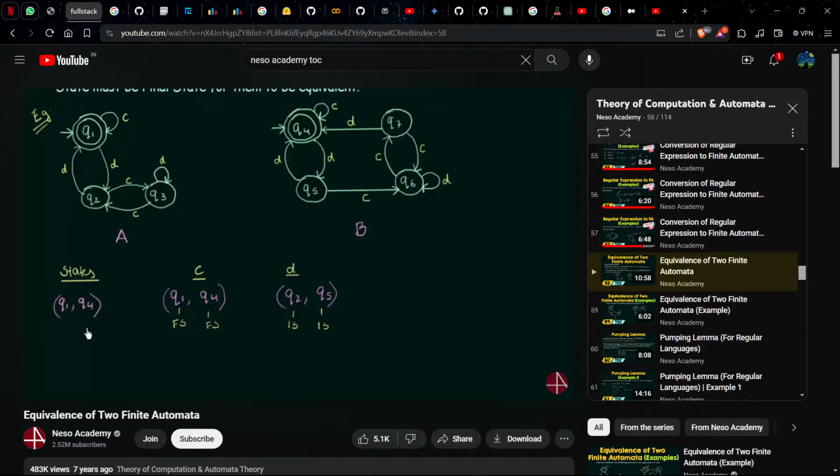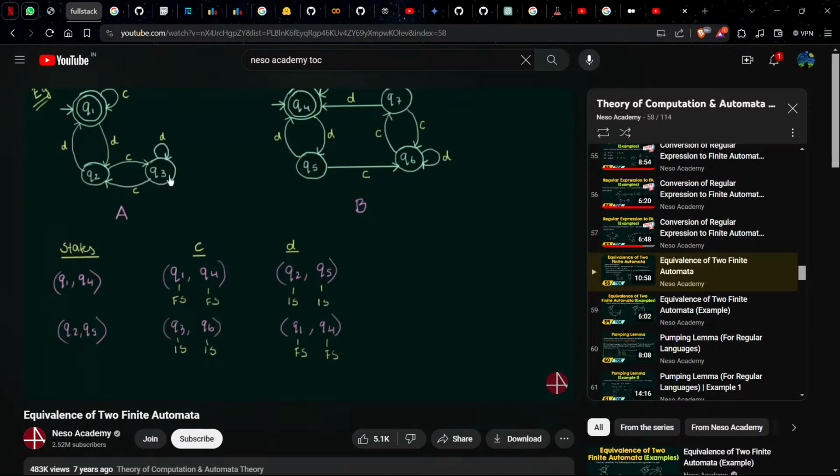We have to check for all the pairs of states. Alright, now let's check for the pair Q2 and Q5. Q2 on input C goes to Q3, and Q5 on input C goes to Q6. You can check it in the diagram. We see that Q3 is an intermediate state, and Q6 is also an intermediate state. Let's do the same thing for input D. Q2 on input D goes to Q1, and Q5 on input D goes to Q4. If you check, you can find that Q1 and Q4 are both final states. So here again we get pairs which are the same: either both intermediate, or both final states. So far they are equivalent.